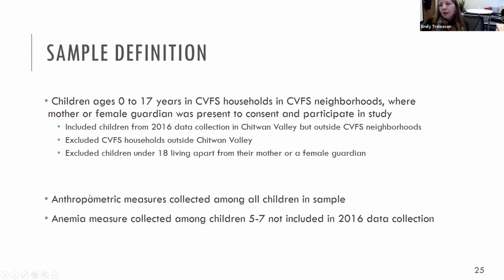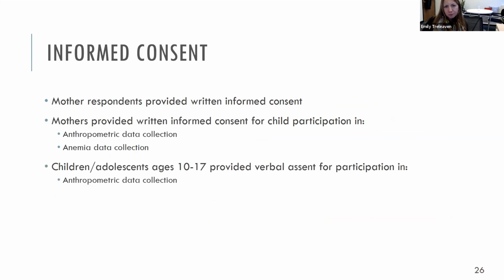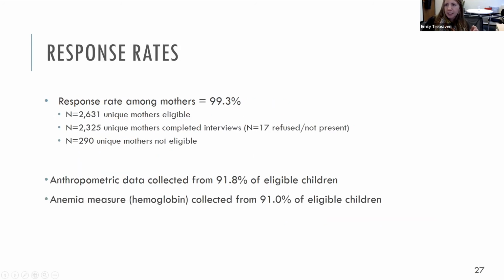This time, again, we collected anthropometric measures among all children, but we had a smaller budget and could only do anemia measures among children 5 to 7. And our strategy was to basically capture anemia measures among children 5 and older that had aged into the sample since the previous data collection. Again, mothers provided written informed consent for themselves and their child's participation. And then children and adolescents 10 to 17 gave verbal assent.